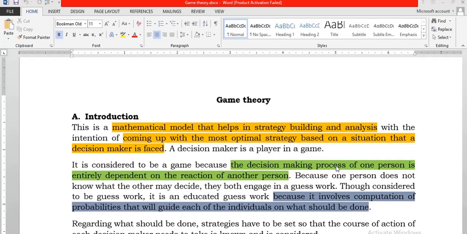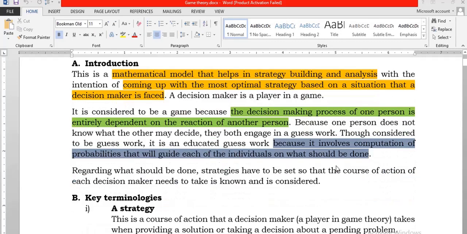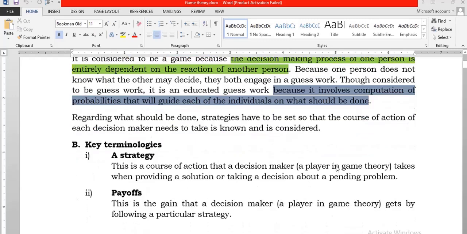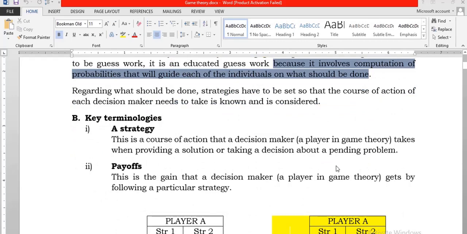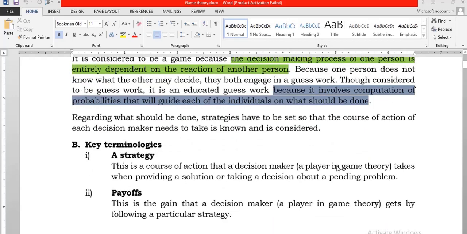Alright, so probably before I proceed, let me take you through the different technical terminologies that are going to be useful in the discussion of game theory. Number one is a strategy. Now, what is a strategy? A strategy is the course of action. It's the way you want to achieve your success.